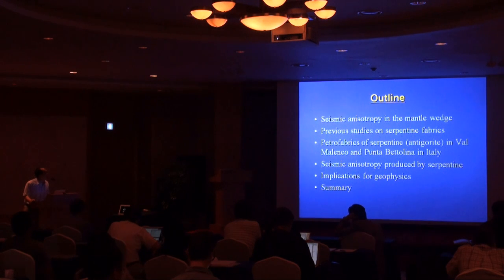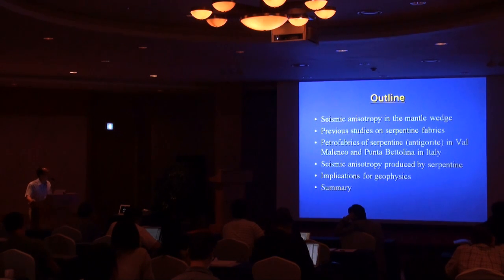I will first briefly introduce seismic anisotropy in the mantle wedge, and then talk about the previous studies on serpentine fabrics, and then show you petrofabrics of serpentine and antigorite in two localities, in Val Malenco and in Punta Rolina in Italy. And then show you the result of seismic anisotropy produced by serpentine, and then talk about implications and summarize.